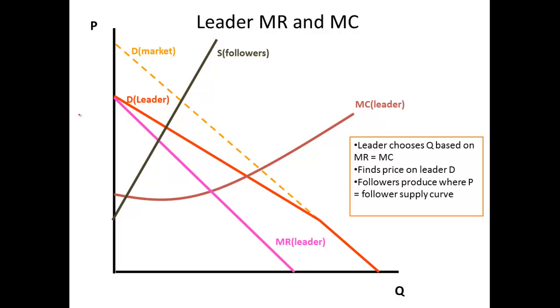Now adding some stuff in here, what are we adding in? Well, we can first of all get marginal revenue. How do we do that? Well, once we have the leader demand curve, we know how to bisect something, and so this leader marginal revenue is just obtained by bisecting leader demand. We've also added in the leader's marginal cost curve.